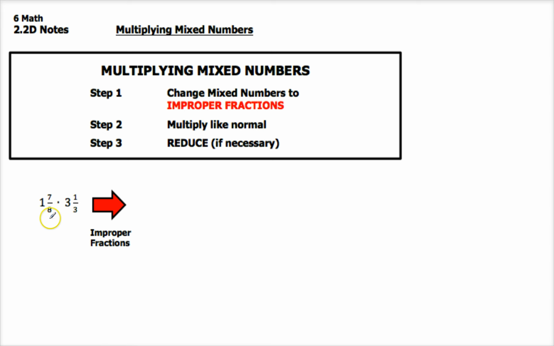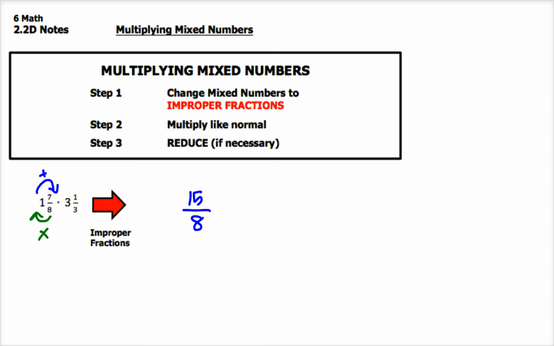And as a reminder, to do that, you start with the denominator of your mixed number. So for 1 and 7/8, I would start with 8. And I take 8 times my whole number, 1. And 8 times 1 is 8. Then I take that answer and I add it to my numerator. So 8 plus my numerator 7 is going to give me 15. So this mixed number 1 and 7/8 becomes 15 over the original denominator, which is 8.